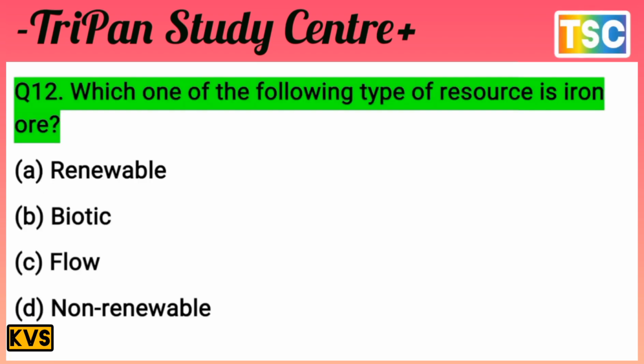The next question on your screen: which of the following types of resource is iron ore? That is a most important and interesting question. The options are: renewable, biotic, flow, and non-renewable. That's an important option. Take a few seconds and think of your answer.